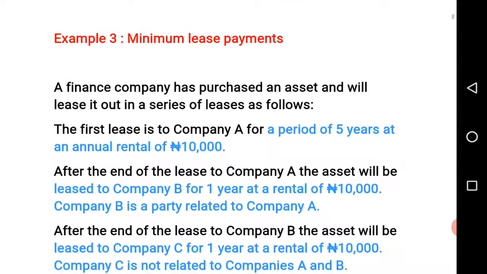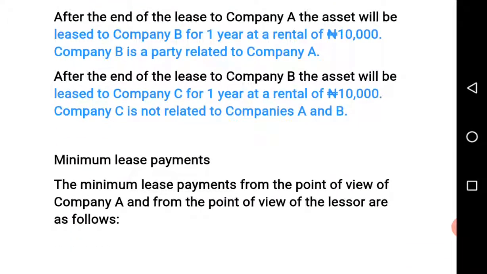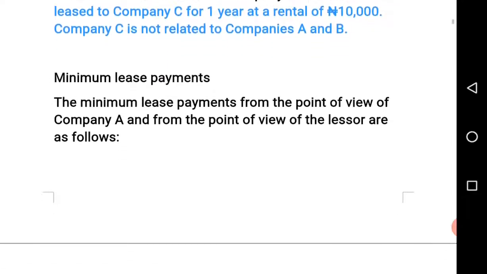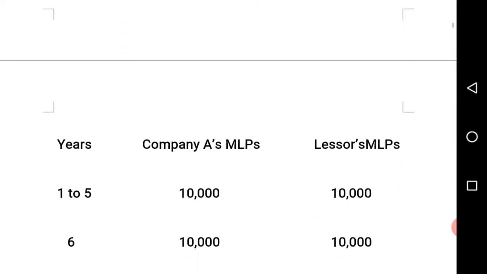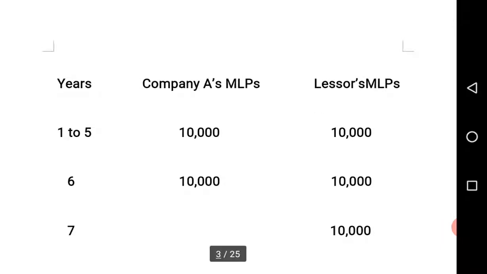So we'll be calculating the minimum lease payment. Now, minimum lease payment has 2 points of view, as we said before, the lessor's and the lessee's point of view. And according to the notes here, it says the minimum lease payments from the point of view of Company A and from the point of view of the lessor are as follows. Company A is the lessee, and the lessor's point of view would also be stated. So we have the years. Now, this differentiates the minimum lease payments from both points of view. Here, Company A is the lessee.